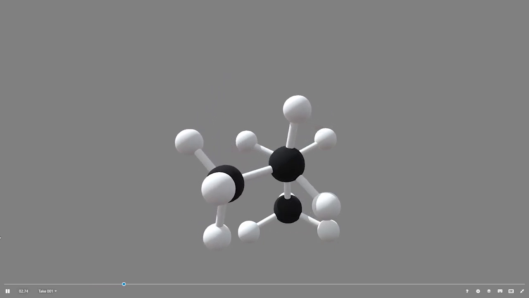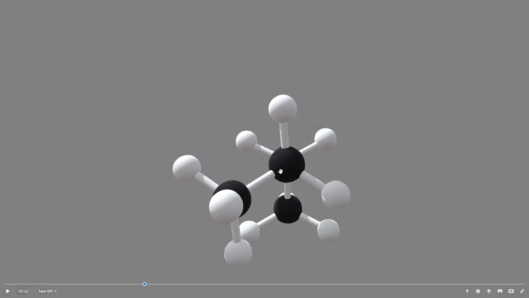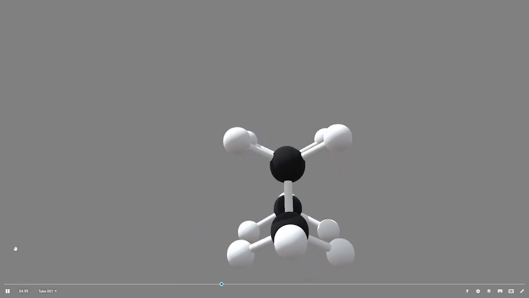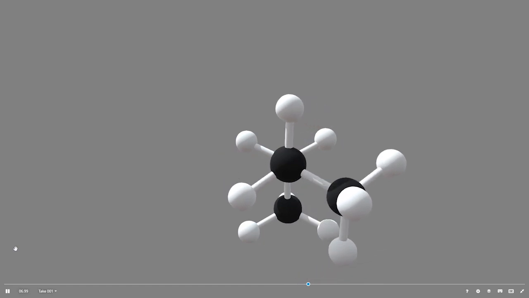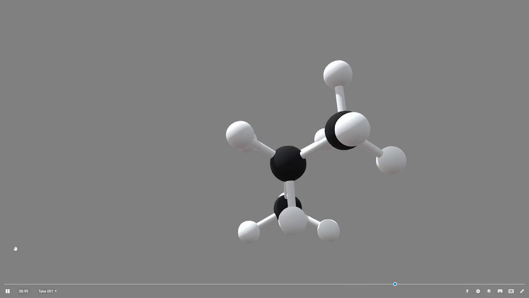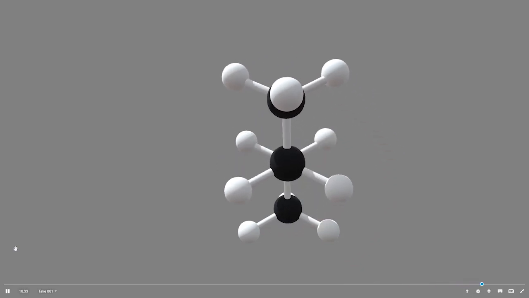So now this is a gauche interaction. The two biggest groups are 60 degrees apart from each other. And as we keep rotating, we go through an eclipsed conformation. Now they're on top of each other. That's the highest energy. And then gauche again, another staggered conformation. And then here eclipsed. And then we're back to the most stable staggered conformation.